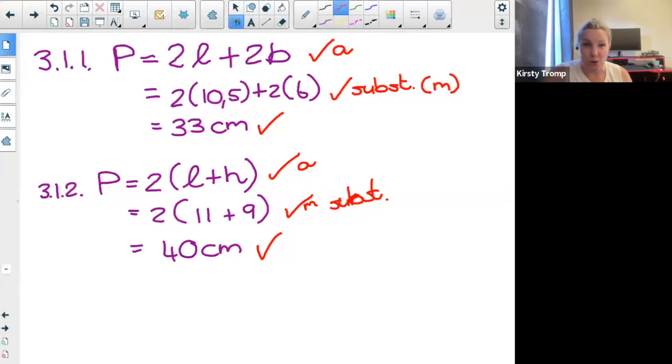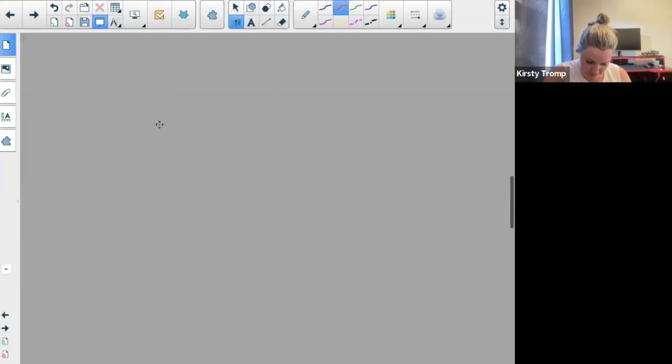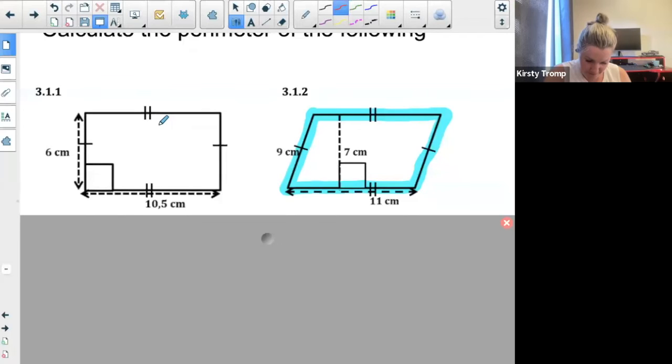Right. Chi-Chi, what's your question while we go back to the next questions? Talk to me. When you're calculating the rectangle, is it always going to be 2? It's always going to be 2. So 2 lengths and 2 breadths. Yes. It's always 2 because there's always 2 lengths and there's always 2 breadths. That's it. Nice question.